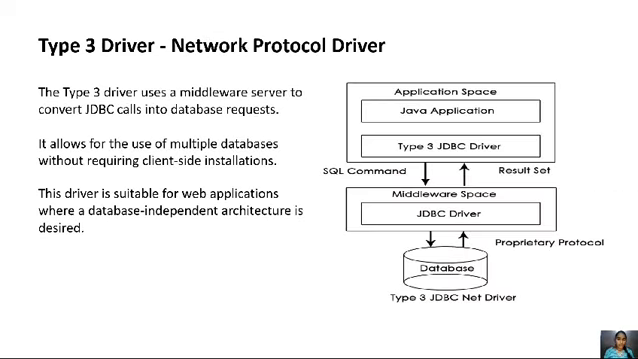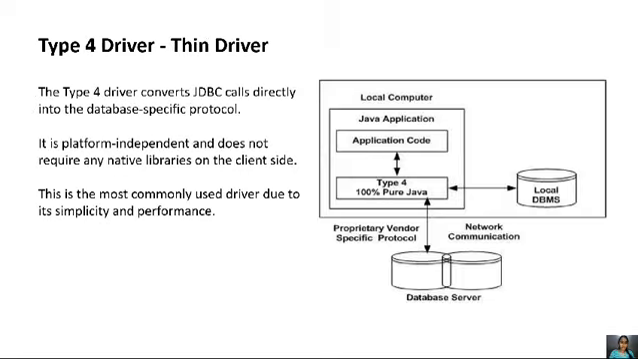Type 3 driver, network protocol driver. The type 3 driver uses a middleware server to convert JDBC calls into database requests. It allows for the use of multiple databases without requiring client-side installations. This driver is suitable for web applications where database independent architecture is desired.